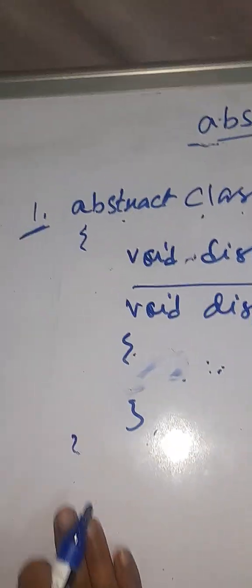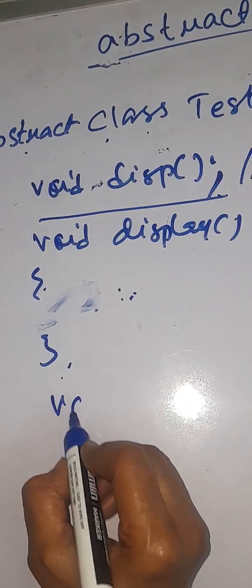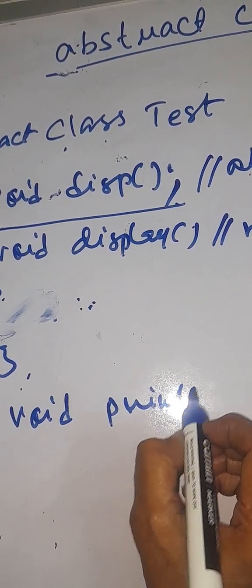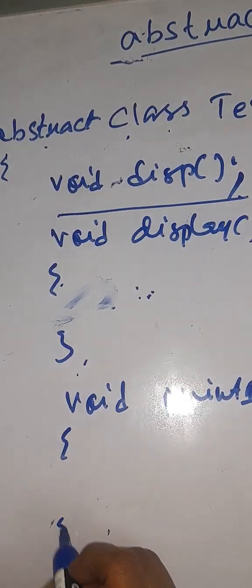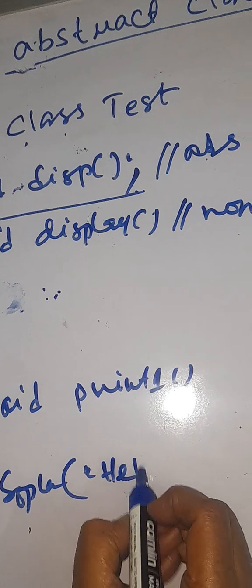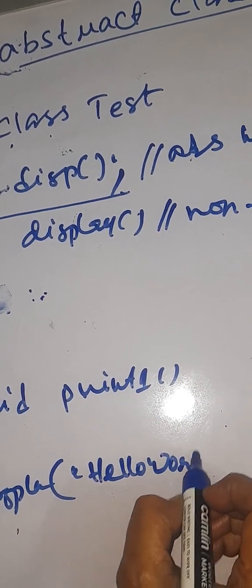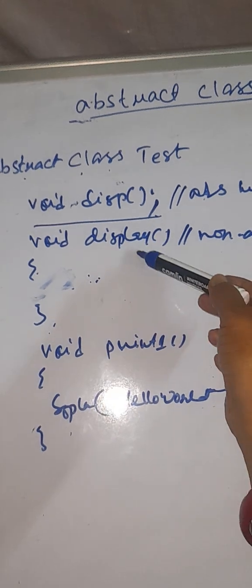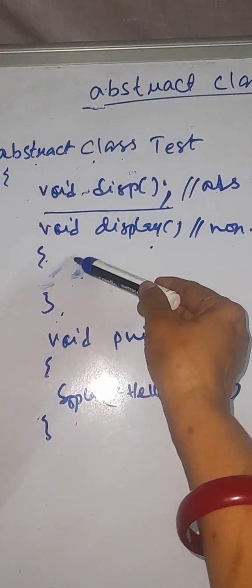And if you want to write the body also, that one is also the normal, non-abstract method, maybe void print one. If you declare it like this, System.out.println hello world, this one is also a non-abstract method. Clear? So this one is only the abstract method, and this one is also a non-abstract method without any statement.